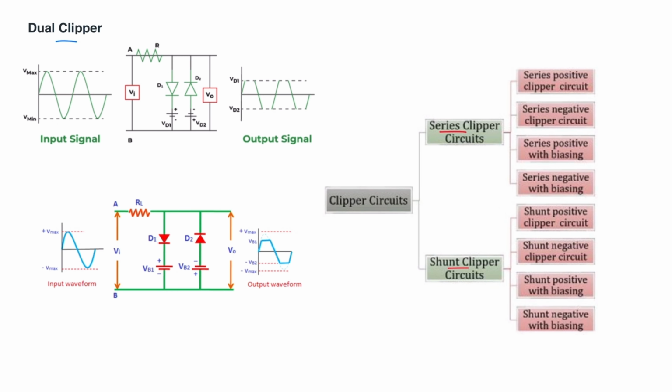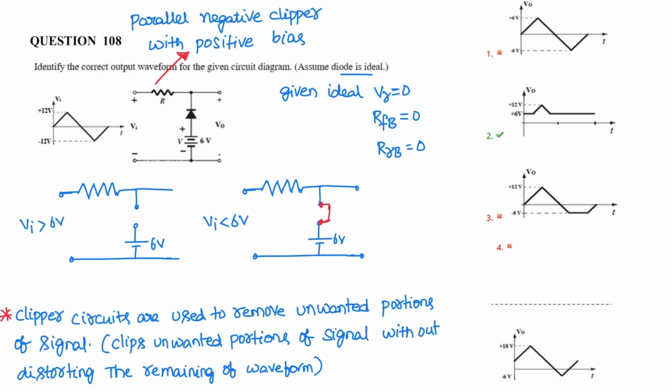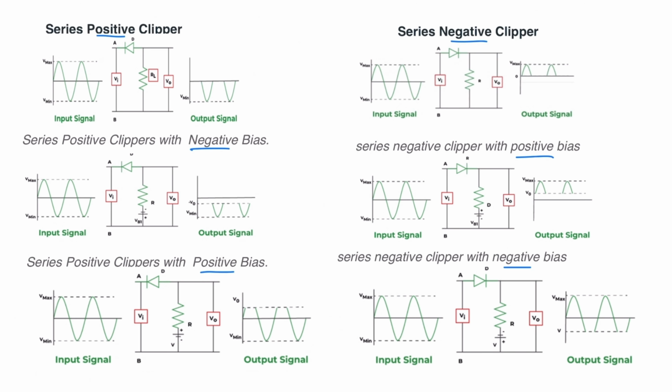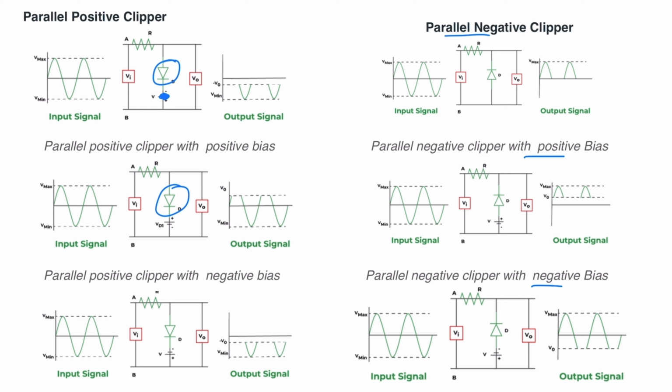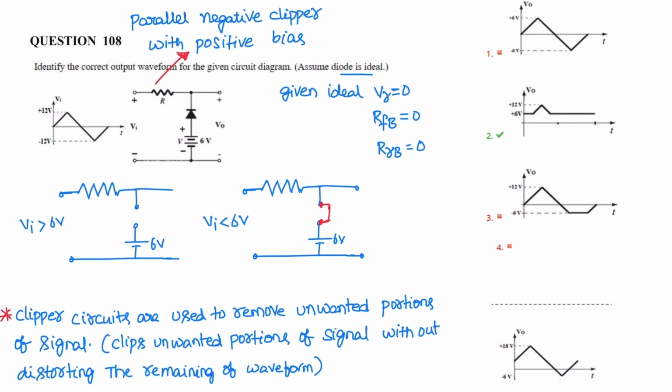In the dual clipper, two diodes are used, so the top and bottom portions of the waveform are clipped off. From these series clippers, series positive and negative clippers with and without bias, and shunt positive and shunt negative clippers with and without bias, the given circuit diagram is a parallel negative clipper with positive bias.